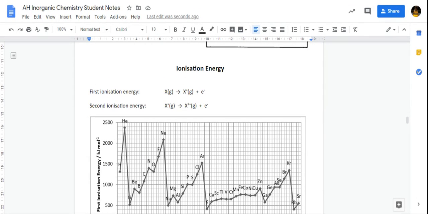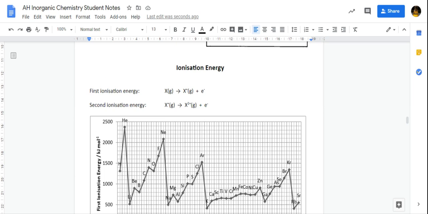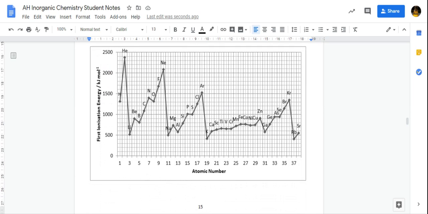We can use these electronic configurations to help explain some unusual irregularities in ionization energy. Now, you've met ionization energy in higher, and you've done general trends, but we're going to have a look in a bit more detail. So this is just the general equation for the first ionization energy and the second ionization energy. This graph shows the value of the first ionization energy from atomic number 1 to 38.